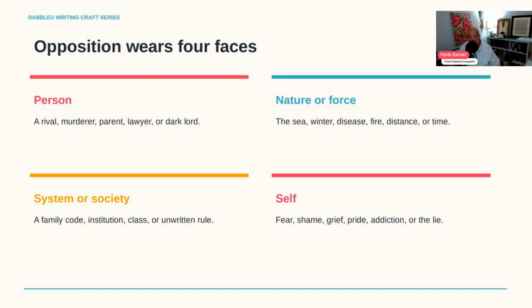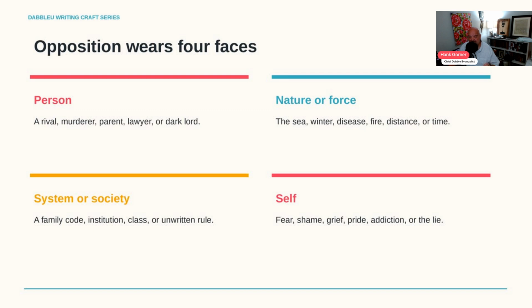The first face is the person. This is the most direct form because a person can want, plan, adapt, and choose. Hannibal Lecter can study Clarice. Javert can pursue Jean Valjean. A rival can smile across the conference table while removing every safe option. Personal antagonists make conflict easy to see. They can also tempt the writer to make every problem depend on one bad person. If the whole story collapses the moment the villain slips on a wet floor, the opposition may need deeper roots.